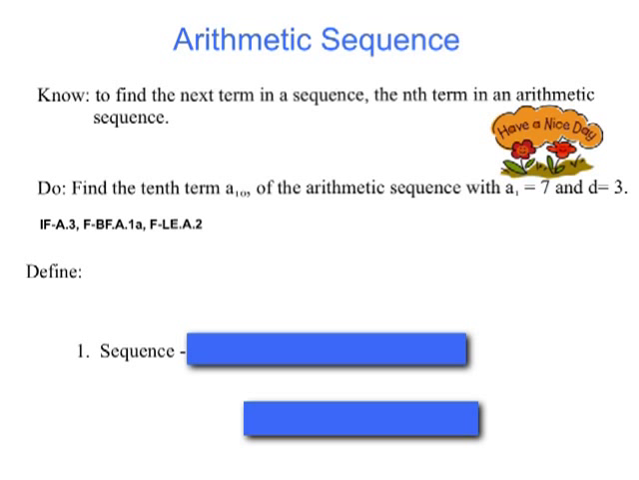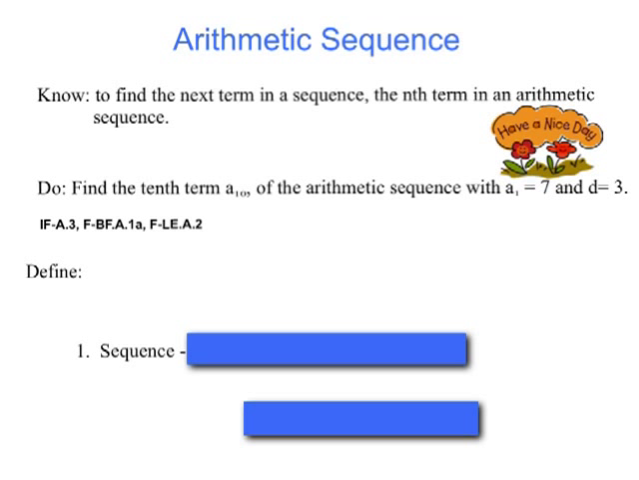Hello folks, today we're going to look at a special type of sequence. Now, this special type of sequence is called an arithmetic sequence. So our goal today is to find the next term in a sequence and the nth term of an arithmetic sequence. And of course, you can see we're going to be able to do problems much like what you see in the objective right there.